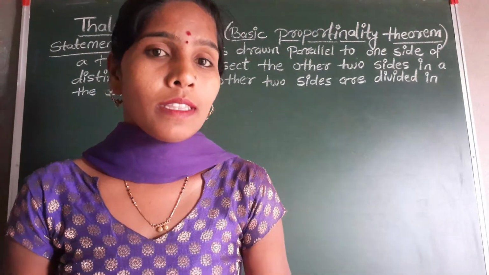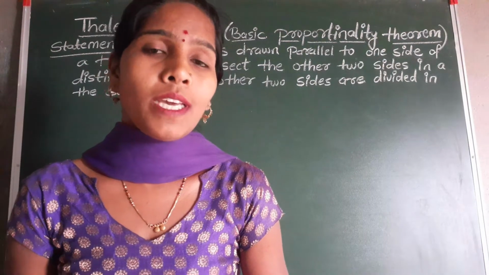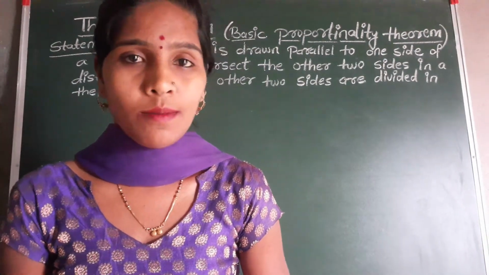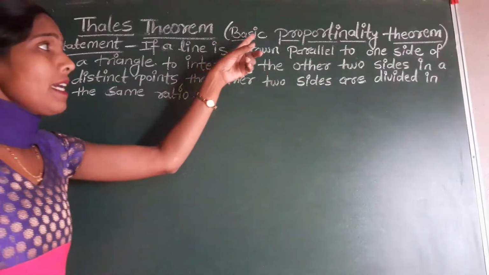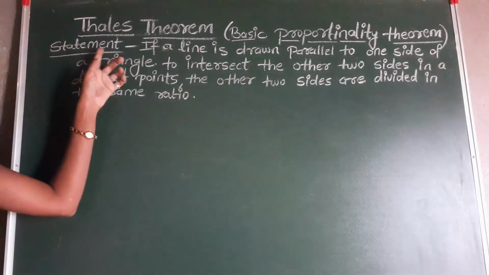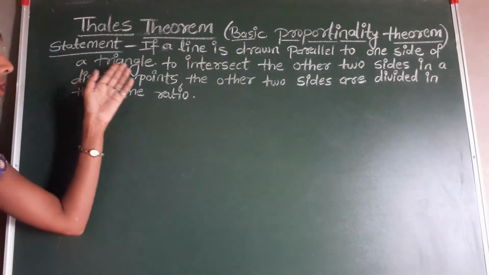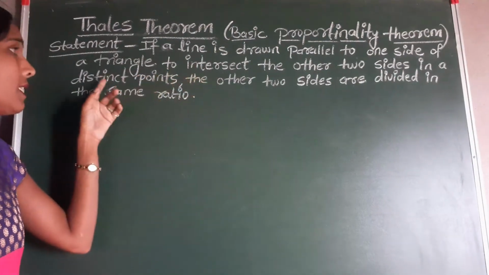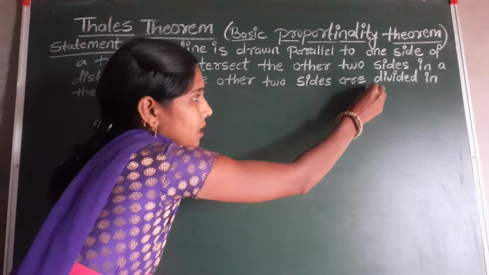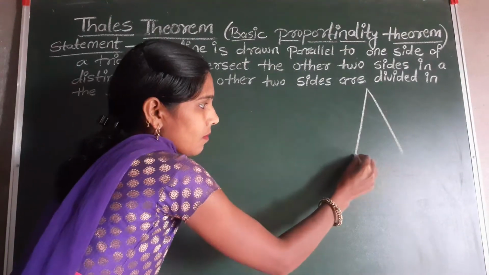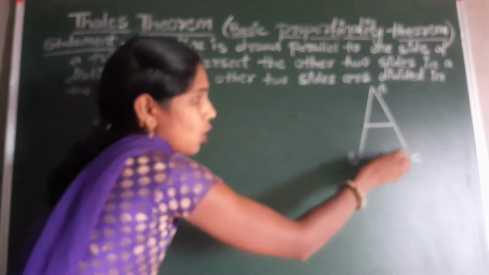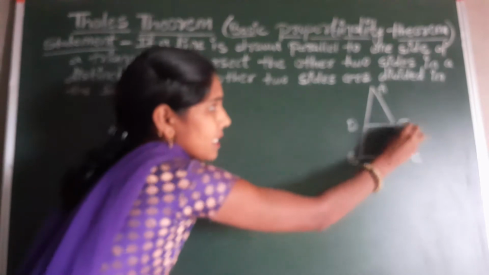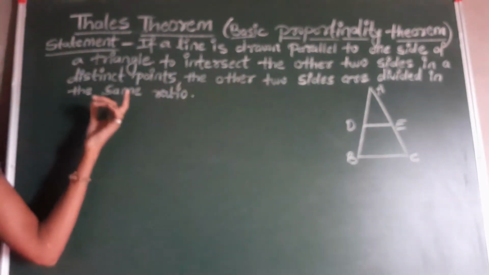Today we are going to learn Thales theorem, that also we can say basic proportionality theorem. Let's see. Thales theorem, also we can say here basic proportionality theorem. Statement: if a line is drawn parallel to one side of a triangle to intersect the other two sides in distinct points, I will draw here one triangle ABC, line drawn parallel to this BC, and the other two sides are divided in the same ratio.